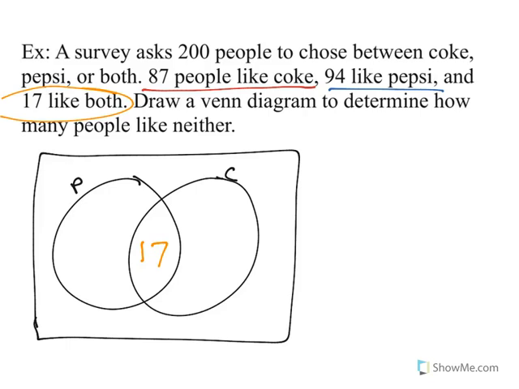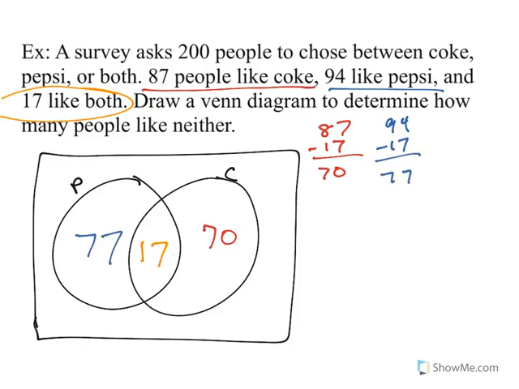So now think this through. If 87 like Coke and 17 are part of the shared space, that means 70 are Coke only. For Pepsi, if I have 94 total, 17 is in the shared space, then 77 is Pepsi only. So that's the first piece, using the information that I have.